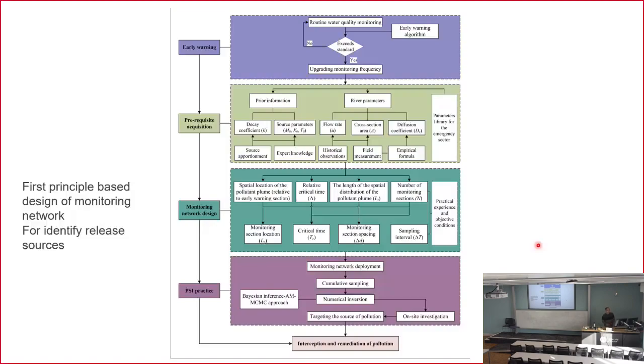And with this, we find the basic rules for how to set up the source identification rules. Previously, we needed to understand and get the basic parameters of the river, for example the diffusion coefficient and the cross-section area. Then based on these basic parameters, we can set up the network and the monitoring plan very quickly, before the event has occurred.